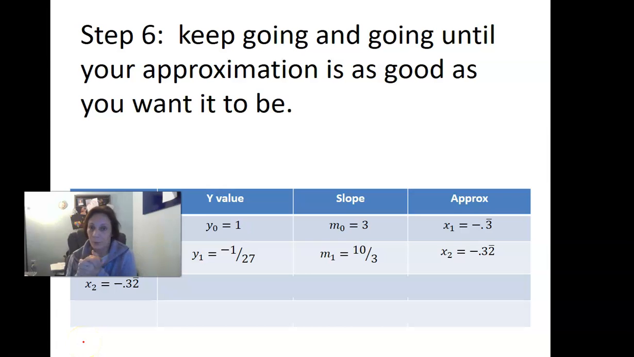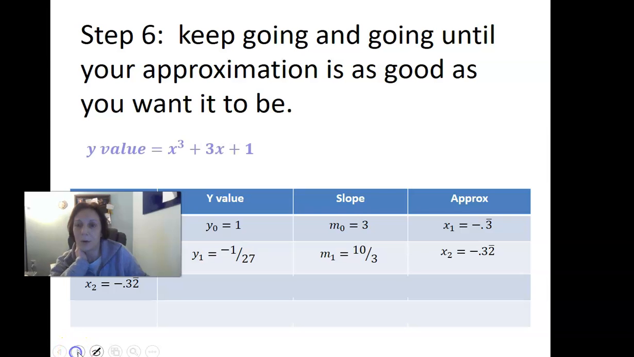Okay, we're just going to go and go and go until it's as good as we need it to be. And I know what you're thinking. This is a lot of work, and we're only at one decimal place. Two things. It takes a lot longer with me talking about it than it does when you're actually doing it. And you'll be surprised how quickly these decimal places start lining up.